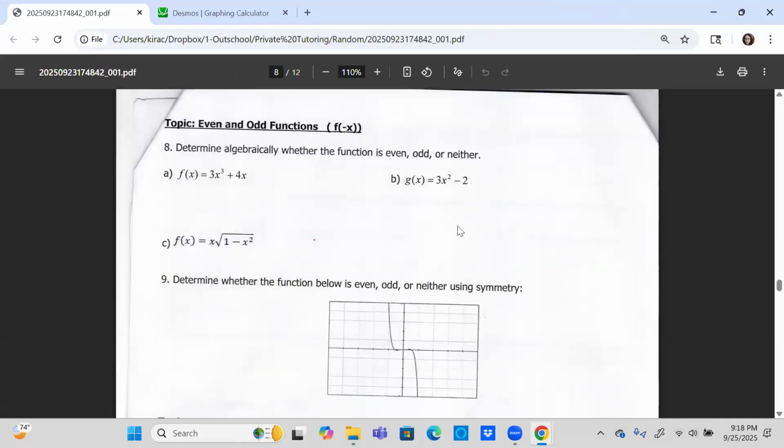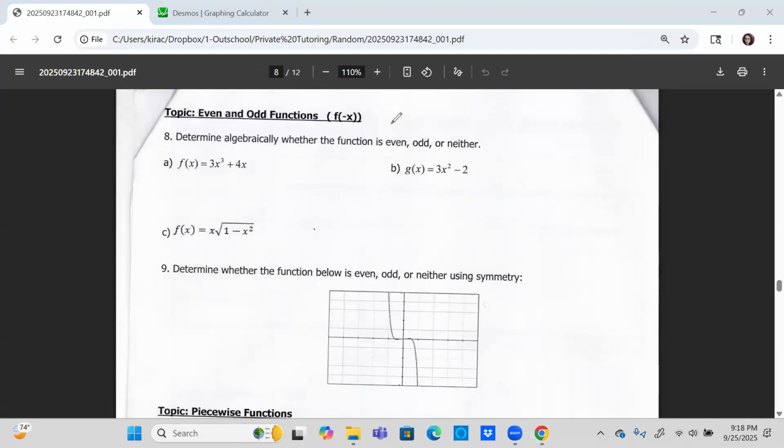Even and odd functions. Okay, let me remind you of the definition. Even means they have y-axis symmetry, like that. That's even. Odd has origin symmetry, like that. If you could flip your paper 180 and it would look the same. Algebraically though, we're not looking at the graph. You are going to replace x with negative x. f of x equals f of negative x if the function is even.